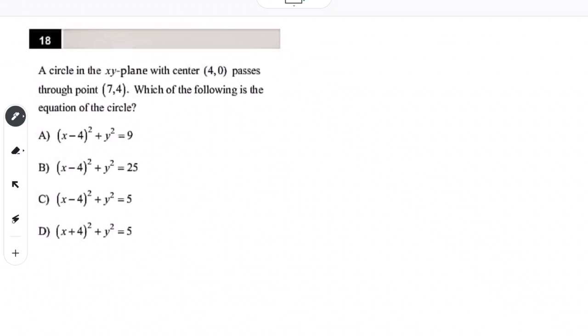In this problem, we know that a circle is on the xy plane with the center at (4, 0), and it passes through the point (7, 4). So for this problem, it's actually quite straightforward. You would just need to know the equation for a circle.